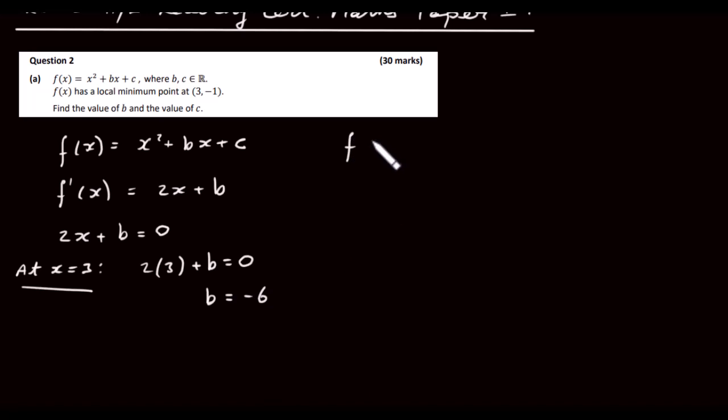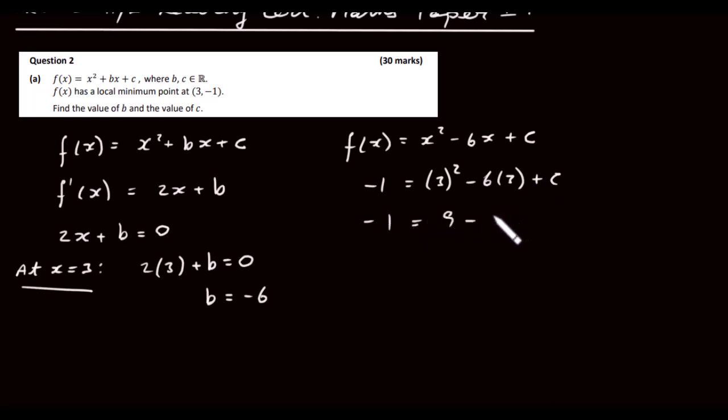So our function now is f of x is equal to x squared minus 6x plus c. We know that we have a point on this graph at (3, -1). So we know that when x is 3, y here, this is y, remember? So y will be minus 1 at x is equal to 3. So we can just put 3 in here, and that should give us c. So we've got minus 1 is equal to 9 minus 18 plus c. That'll give us minus 1 is equal to minus 9 plus c, or just c is equal to 8.